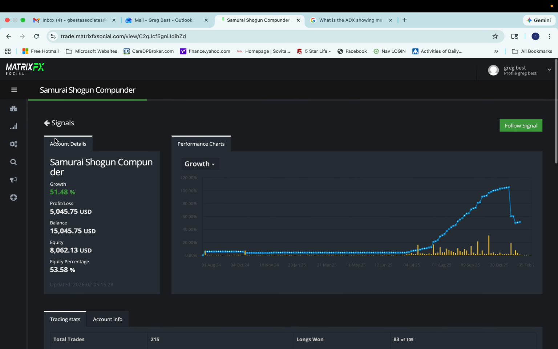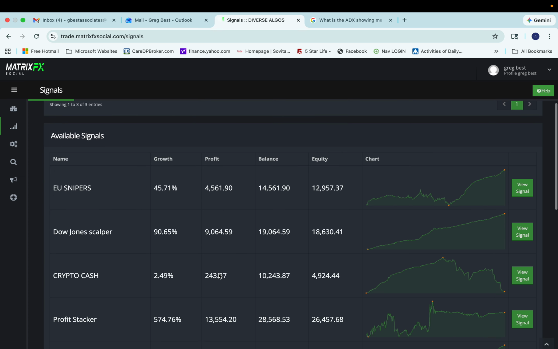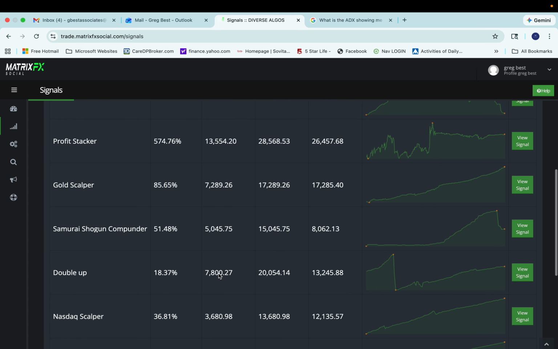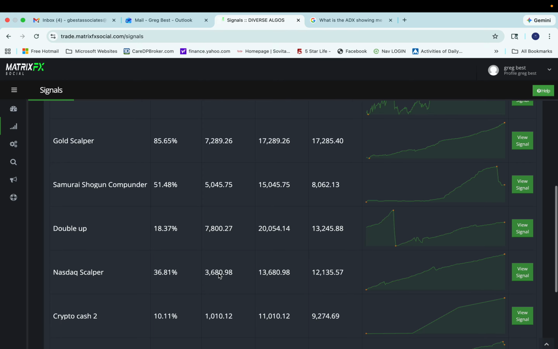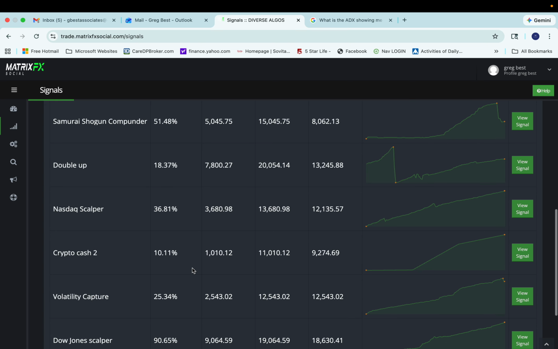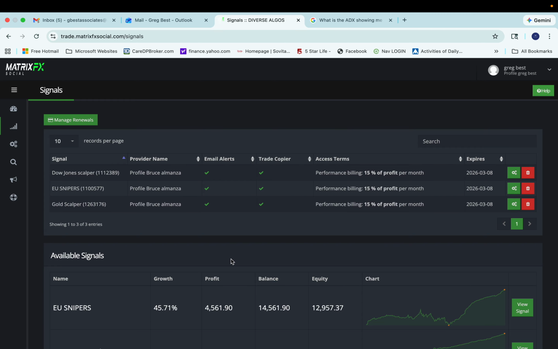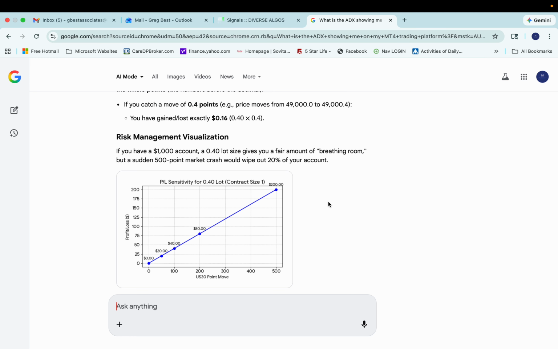So yeah, he does have new signals come in, and I'm going to consider those. They're new signals that get in and out of trades the same day. They don't hold any trades, so there's generally no swap fees, things of that nature. Double up tends to be a good one. The NASDAQ scalper, which is the one I use, is just slow but steady, and so on and so forth.